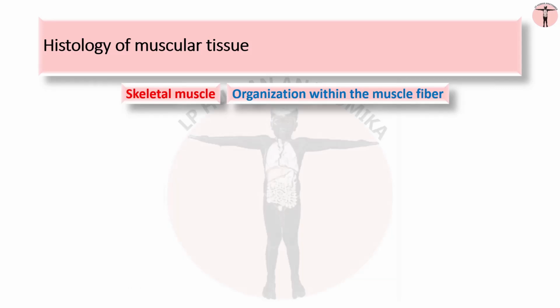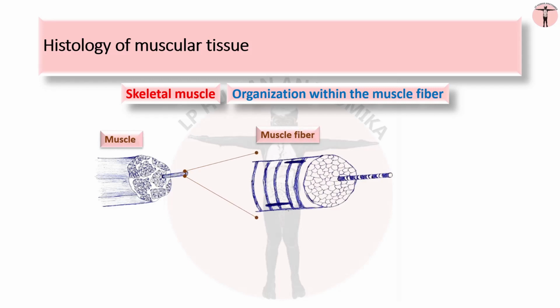In the previous few slides, we discussed the organization of the muscle. Now we will discuss organization within muscle fibers. Each skeletal muscle fiber is made of a bundle of myofibrils. Each fiber, when longitudinally sectioned, shows cross striations of alternating light and dark bands.